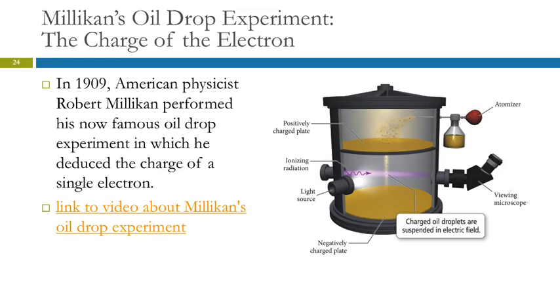So Millikan did an experiment. It's called Millikan's oil drop experiment. And he was able to figure out the charge on a single electron. So Thomson got the charge to mass ratio, but Millikan used that in combination with his experiment to find the charge on the electron.